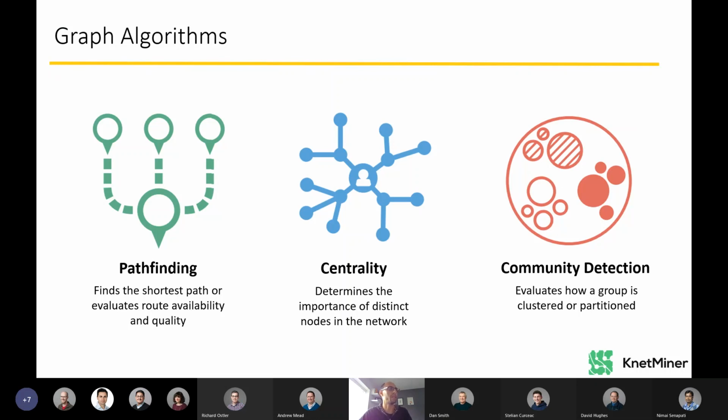For example, path-finding algorithms to find the shortest path between two nodes, or centrality measures to determine which of the nodes in the graph are of higher importance because they've got more incoming or outgoing edges, or community detection based on clustering your graph into parts.